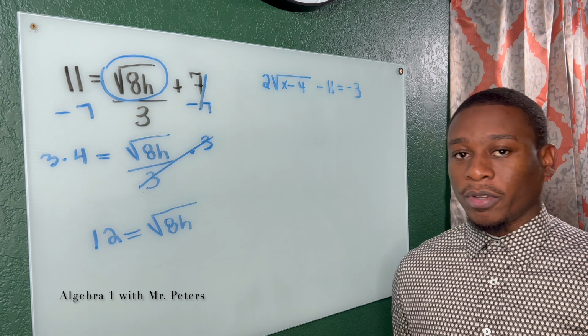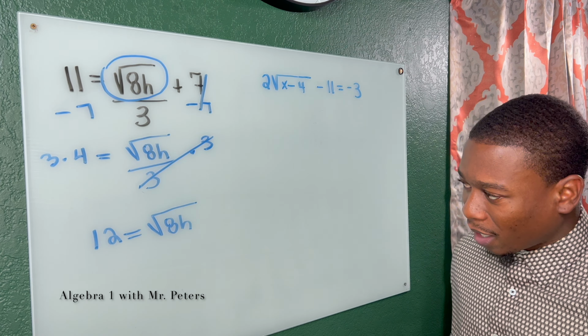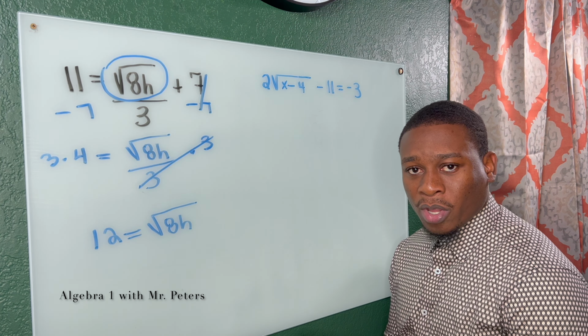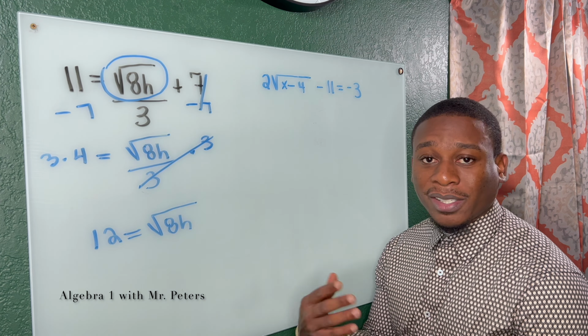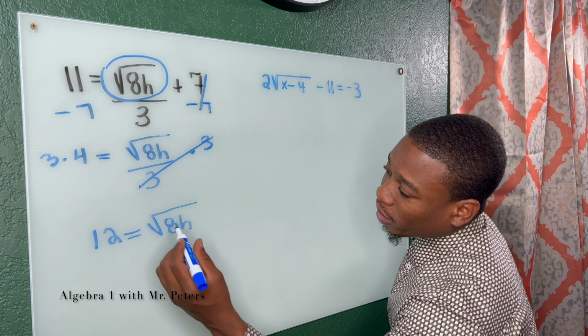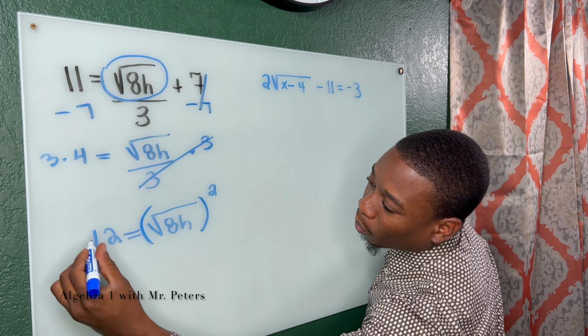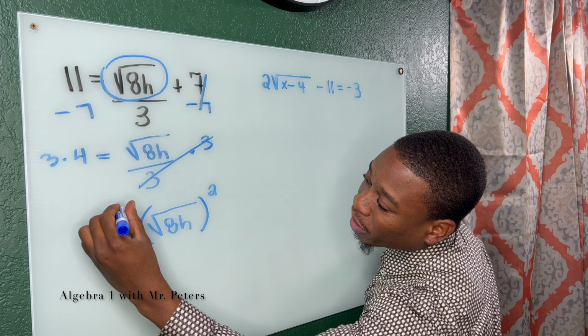Now we need to get rid of it. And before we get into that, guys, just remember to get rid of a radical, you gotta take it to the same power. So because this is a square root, we're gonna take this to the second power, and we're gonna do the same thing on the other side.